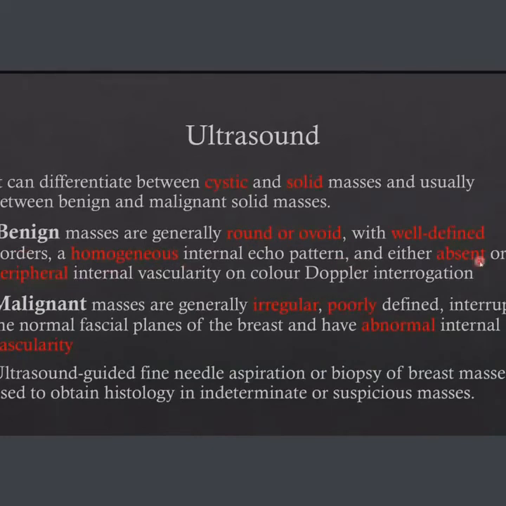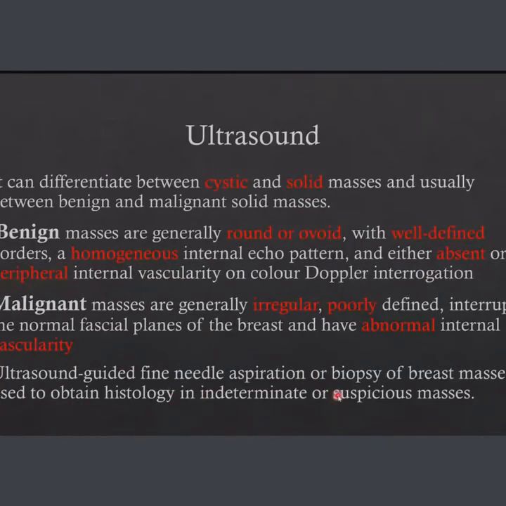Benign masses are generally round or ovoid, with well-defined borders, a homogeneous internal echo pattern, and absent or peripheral internal vascularity on color Doppler. This is the ultrasound picture of benign lesions. Malignant lesions are generally irregular, poorly defined, interrupt the normal fascial plane, and have abnormal internal vascularity.